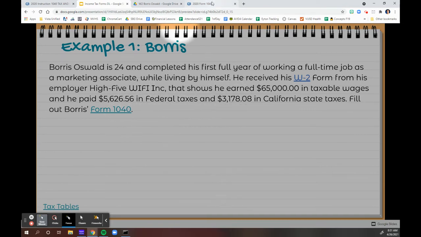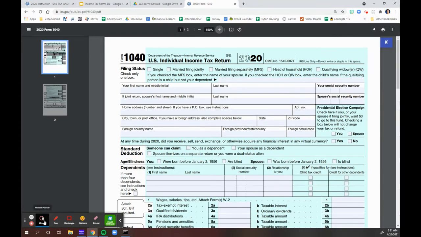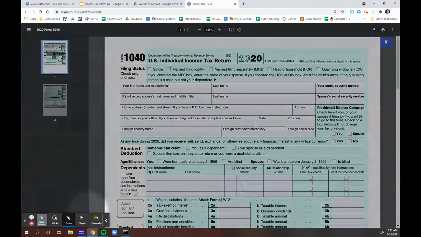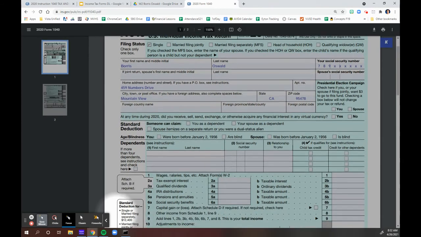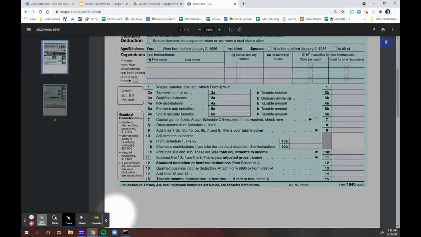So we're going to go ahead and complete our 1040. And so we need to claim his filing status. So he is single. And then we're going to go ahead and fill in his information. Now, Borris is not a dependent, nor is he born before 1956, nor does he have any dependents of his own. So we're going to go ahead and get started with the actual lines.